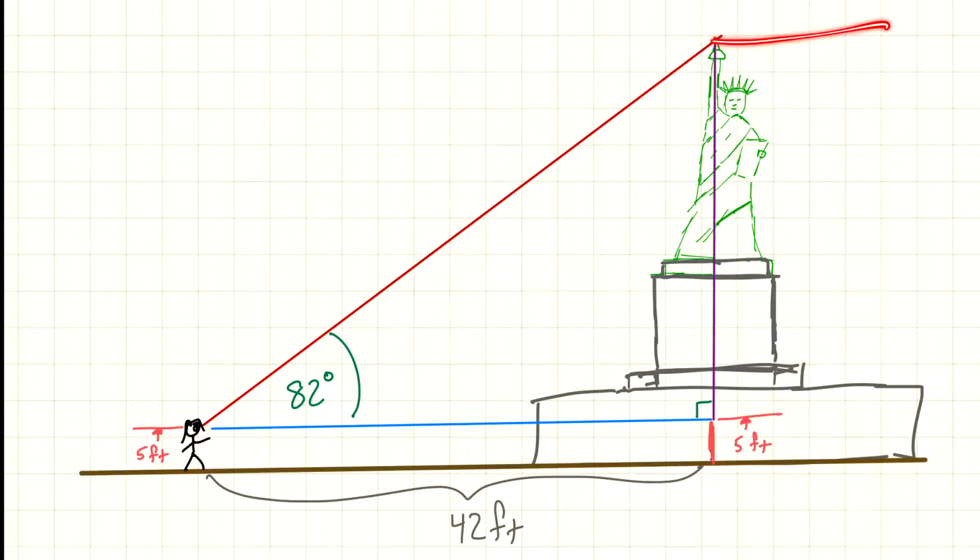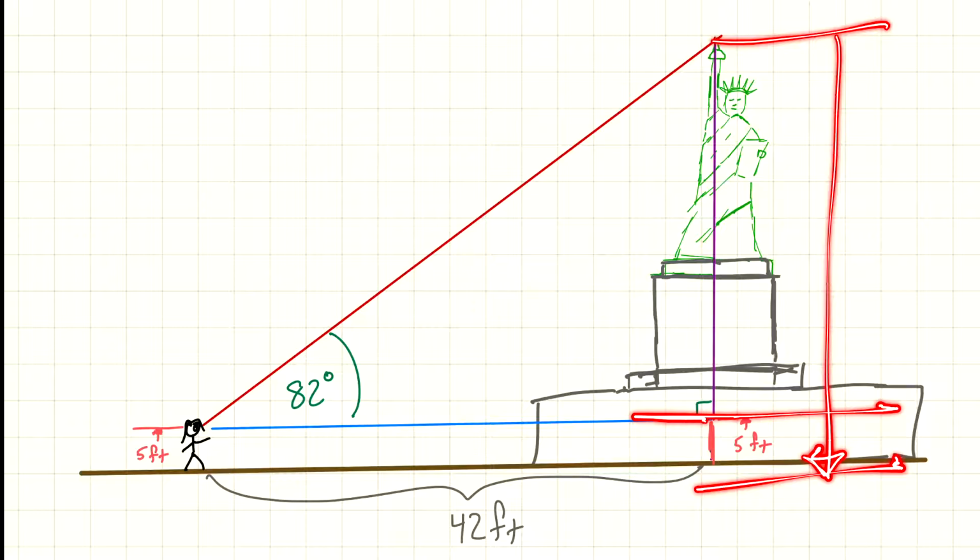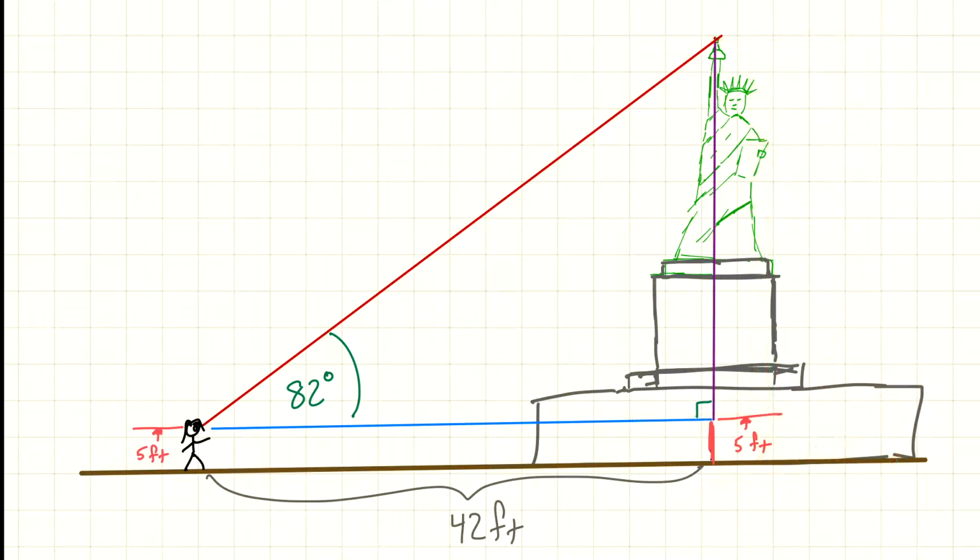So we want the total height, but if we're only going to be able to calculate this portion of it, we're going to have to add 5 extra feet when we get our final answer. All right, so let me write that out in equations. Hopefully you're drawing that out. The work doesn't really mean much unless you have a picture to go along with it.